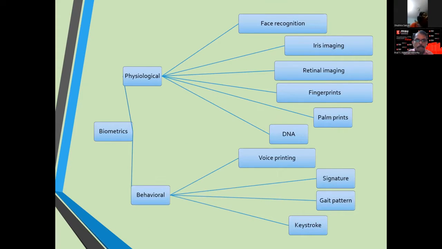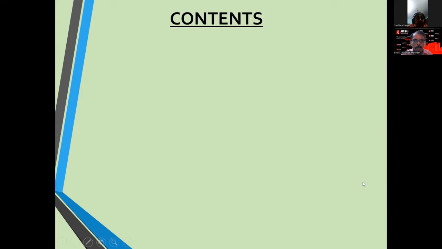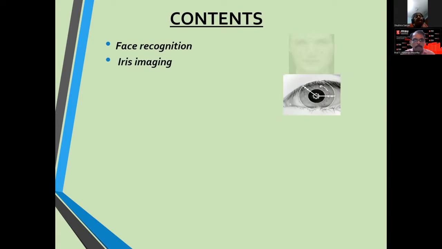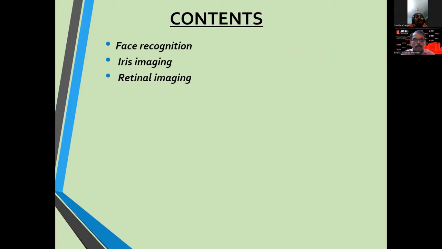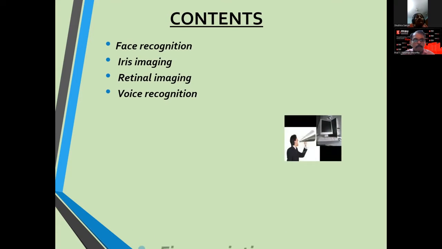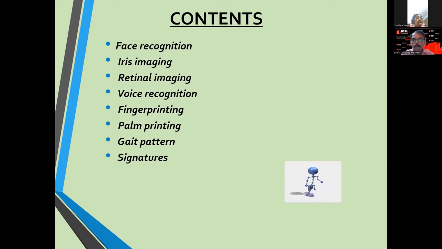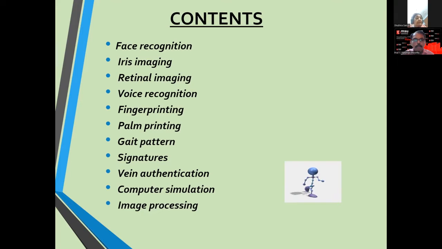Biometrics can be divided into two broad headings. Physiological involves face recognition, iris imaging, retinal imaging, fingerprints, DNA. Similarly, the behavioral part involves voice printing, signature, gait pattern, and keystroke. It involves face recognition, iris imaging, retinal imaging, voice recognition, fingerprinting, palm printing, gait pattern, signatures, vein authentication, computer simulation, image processing.